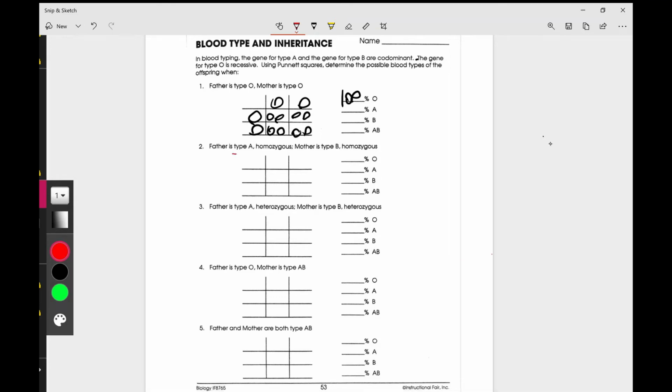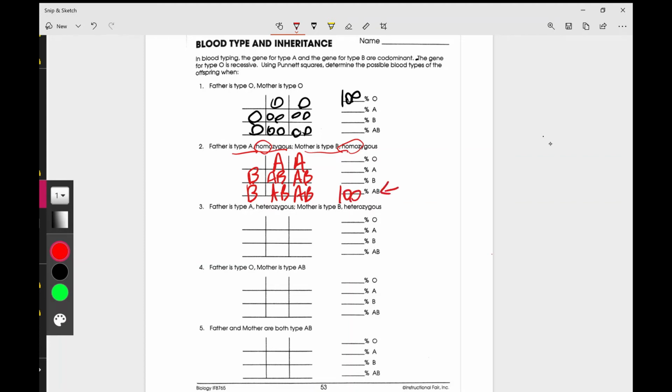The father is type A, homozygous, which means that it's going to be AA. Homozygous means same. Mother is type B, homozygous, so it's going to be BB because they're the same. Homo means same, right? Now we're going to fill these in. So it's 100% chance it'll be AB blood.